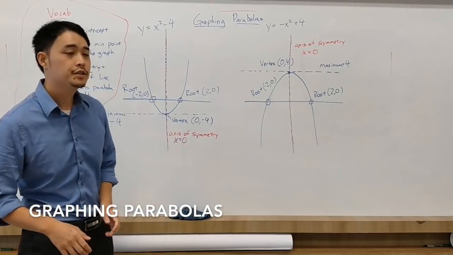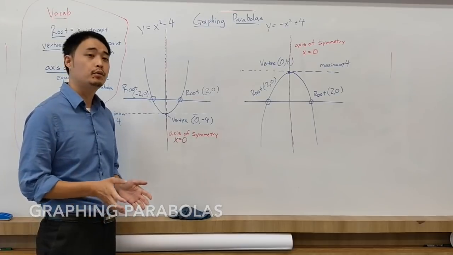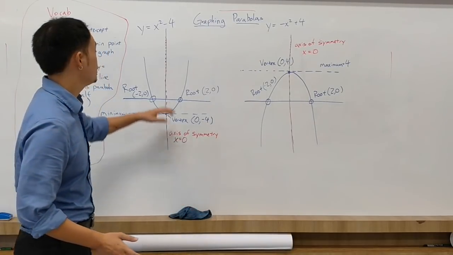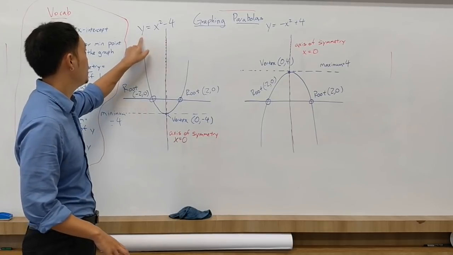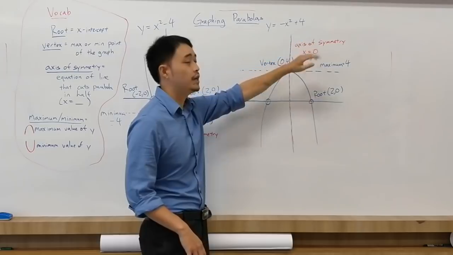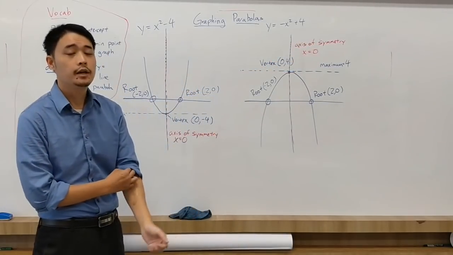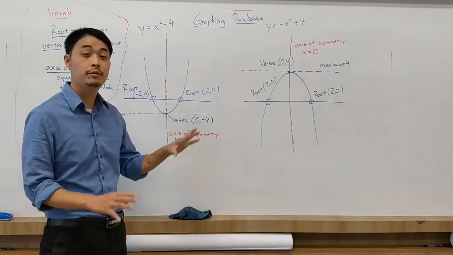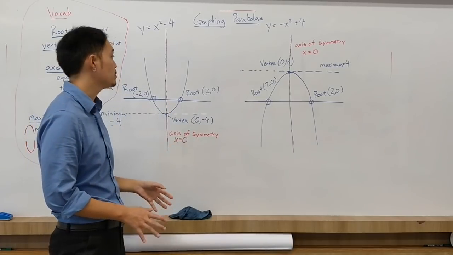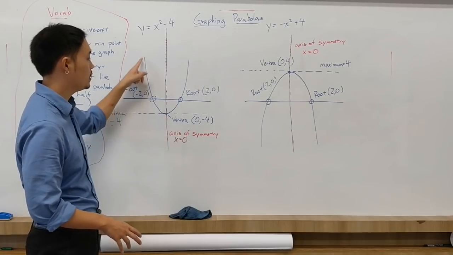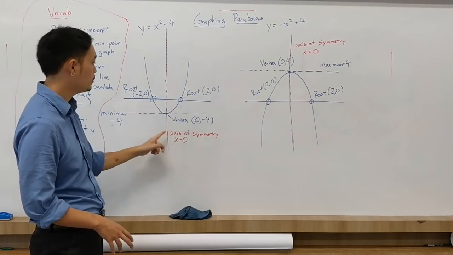Okay guys, so now let's take a look at the graphs of some parabolas and understand a little bit more about how parabolas work. So in this case we have two types of parabolas. We have y equals x squared minus 4 and y equals negative x squared plus 4. In the future you'll have to learn how to graph these parabolas, but for now let's just understand some of the terminology around parabolas. So the graph of x squared minus 4 basically looks like this. It's a smiley face I like to think of.